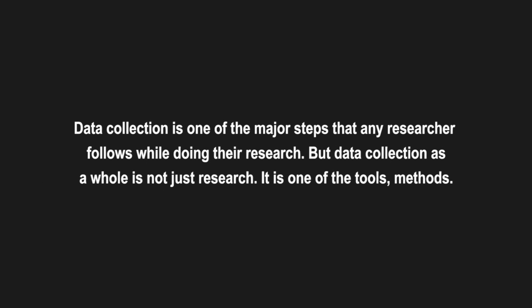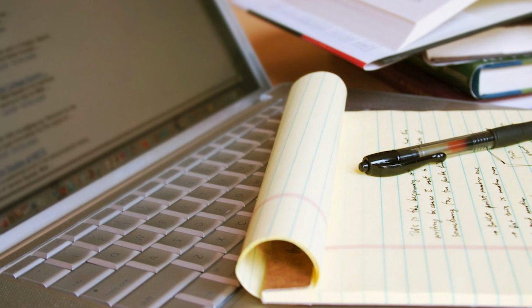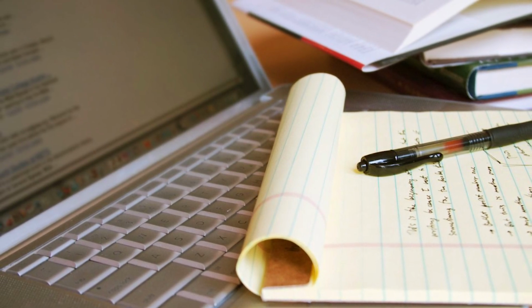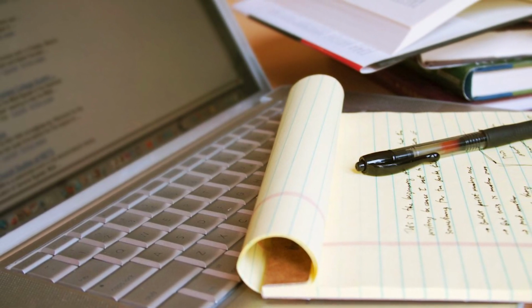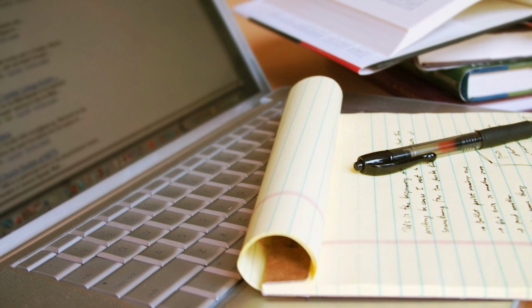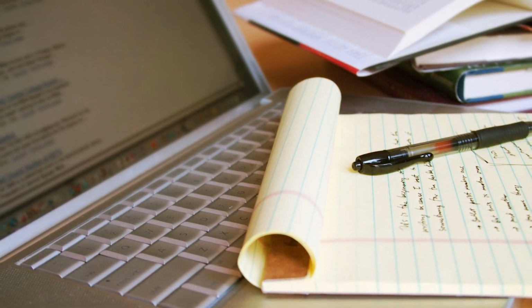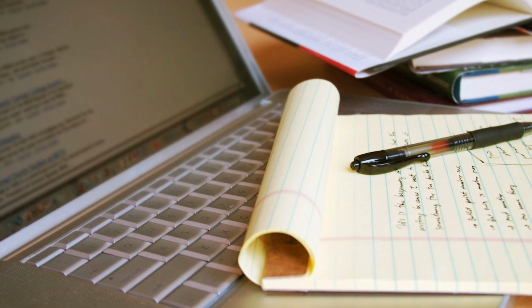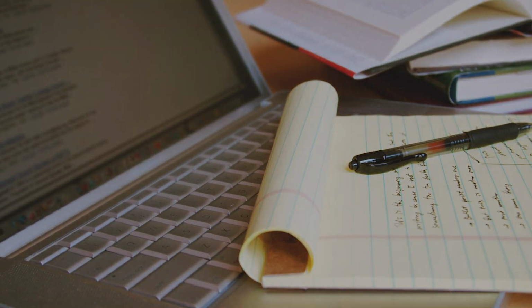Data collection is one of the major steps that any researcher follows while doing their research. But data collection as a whole, or in itself, is not just research. It's one of the tools, one of the methods. Now, doing a literature survey, finding existing books, old books, as I was saying, is a part of the research knowledge pool, knowledge system. That means existing work is there. But only finding it out is also not research.